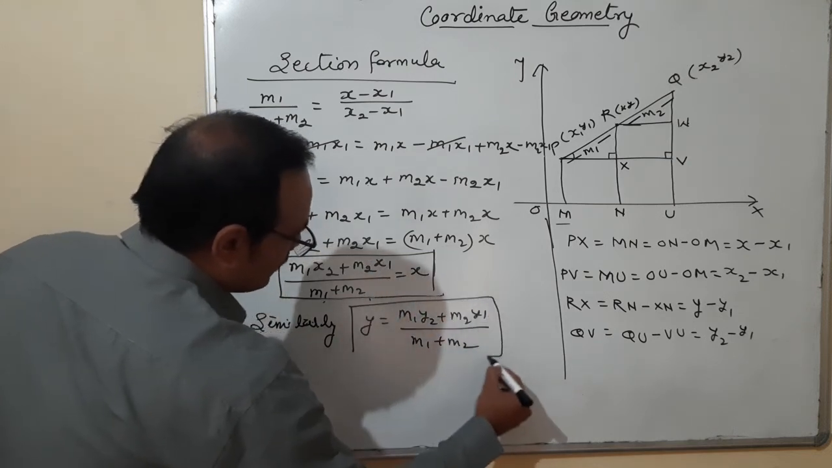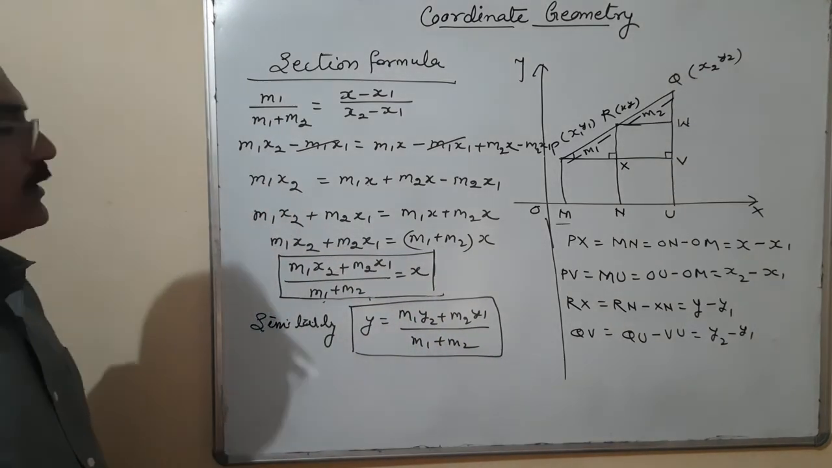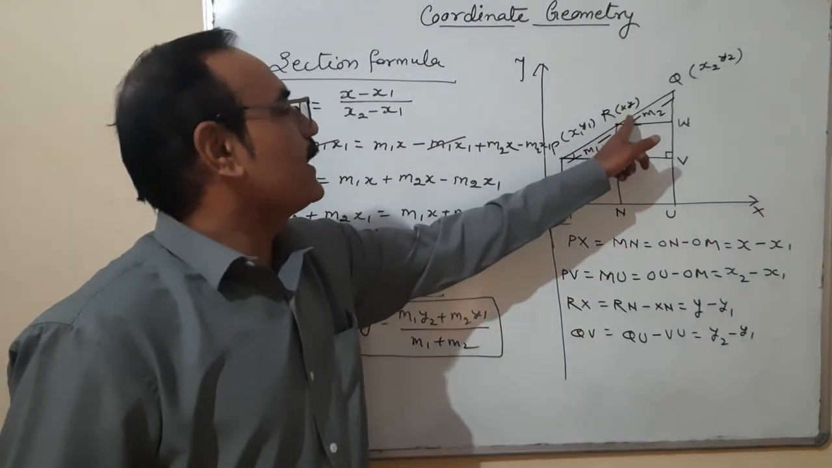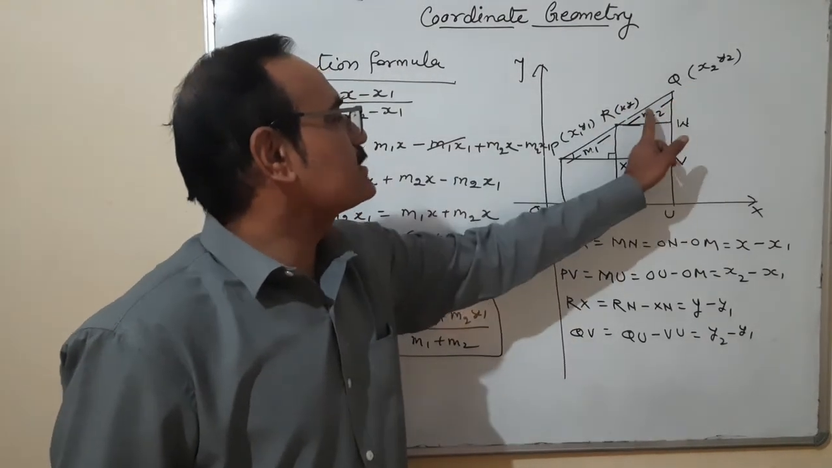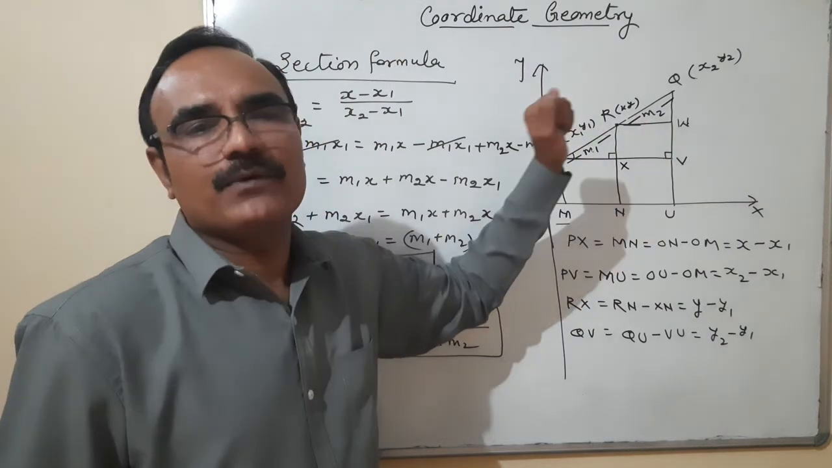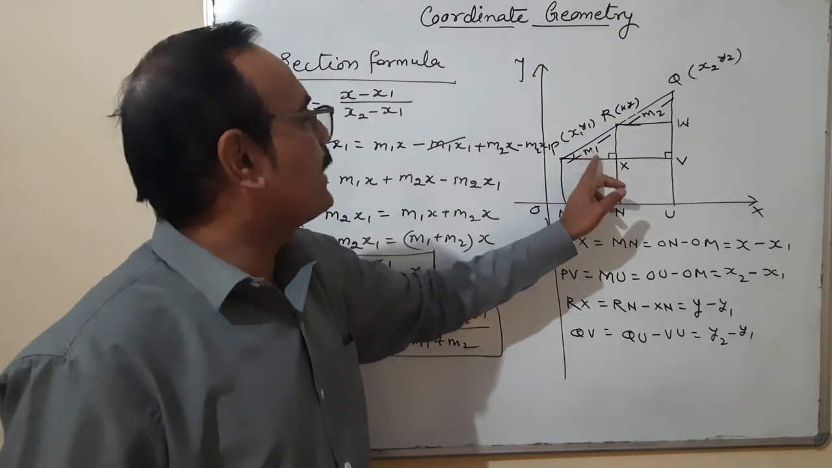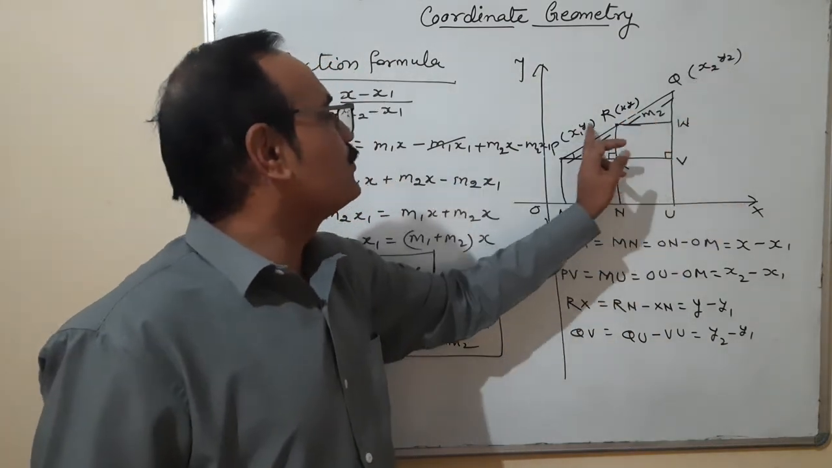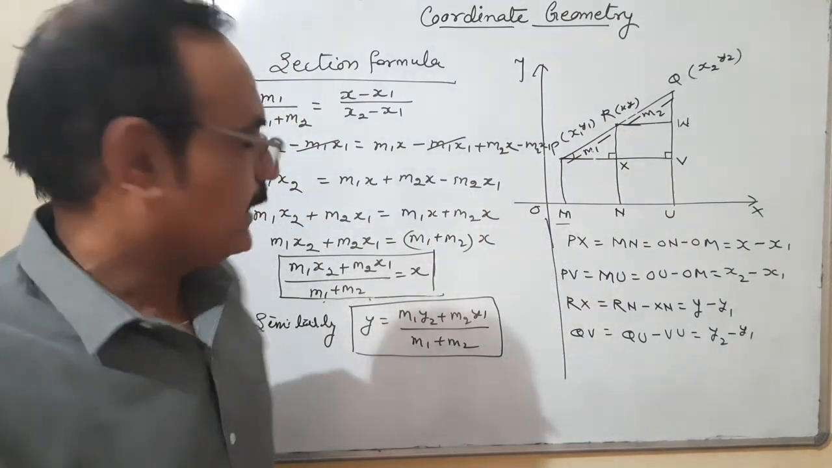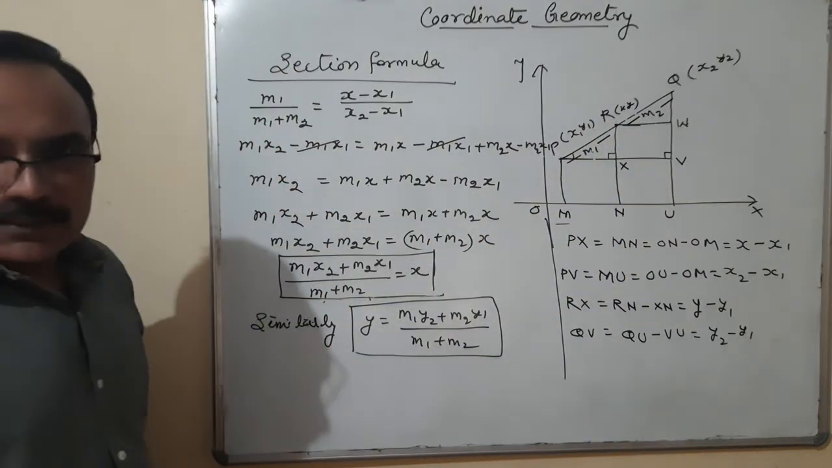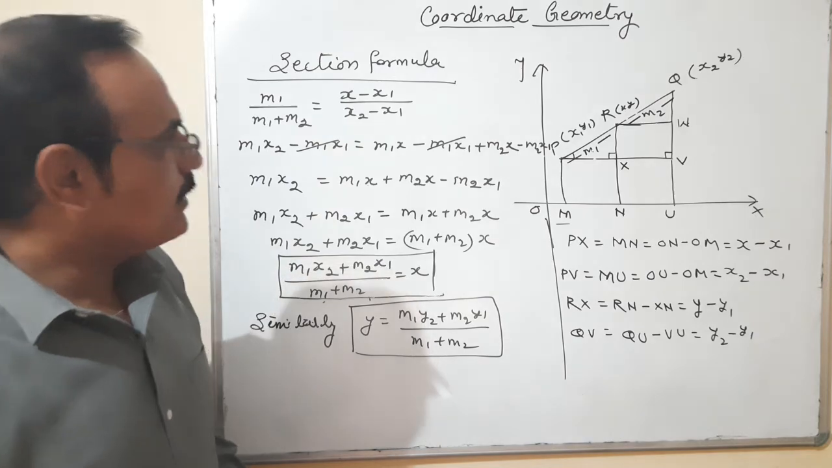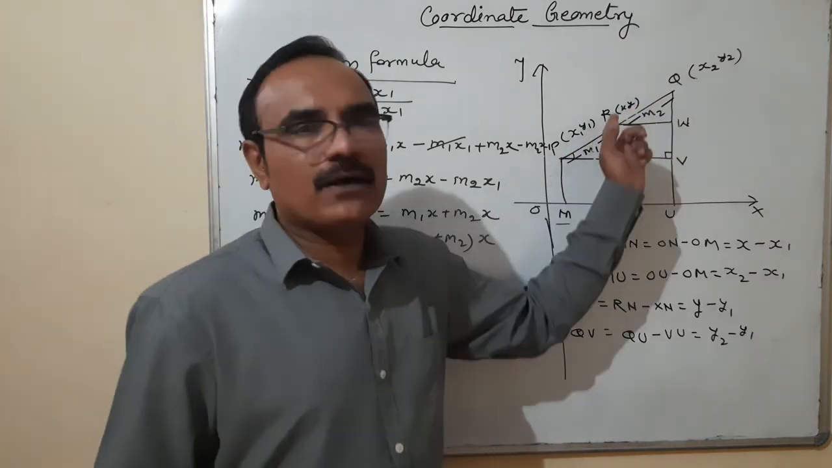Okay. So friends, this is called the section formula. The value of x is equal to m1 x2 plus m2 x1 upon m1 plus m2, and the value of y is equal to m1 y2 plus m2 y1 upon m1 plus m2. Okay. So this is the section formula. You will remember and memorize it by this diagram also.